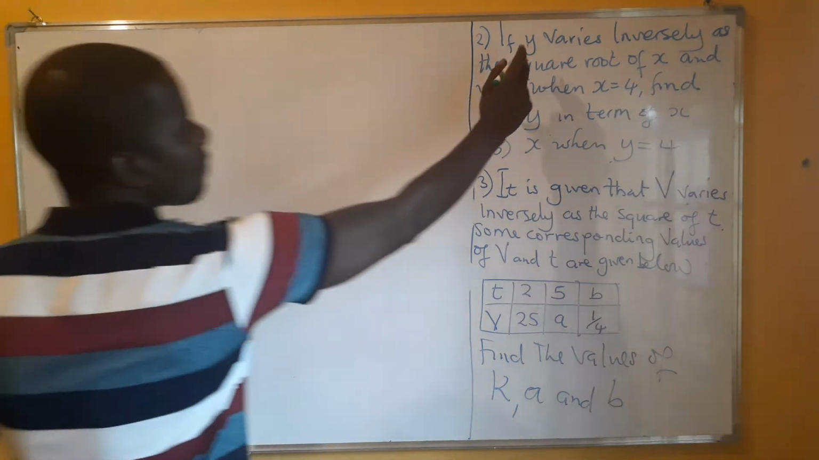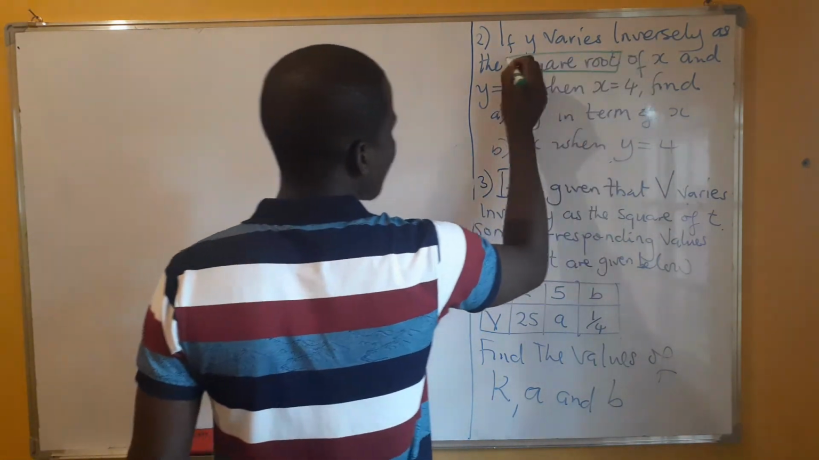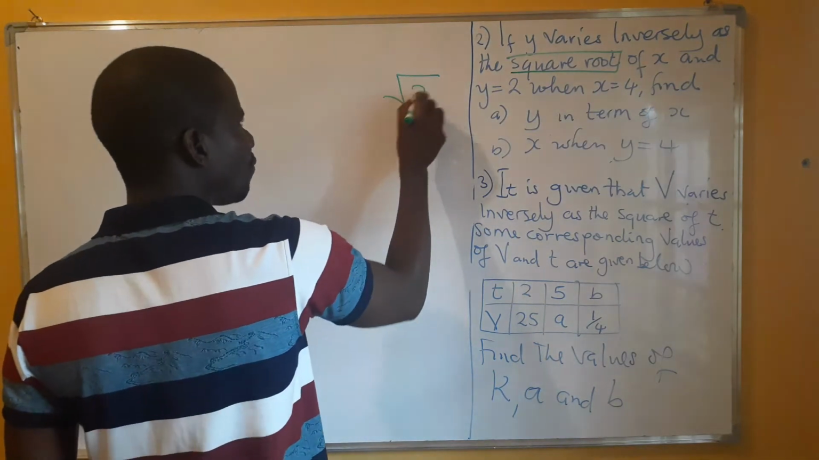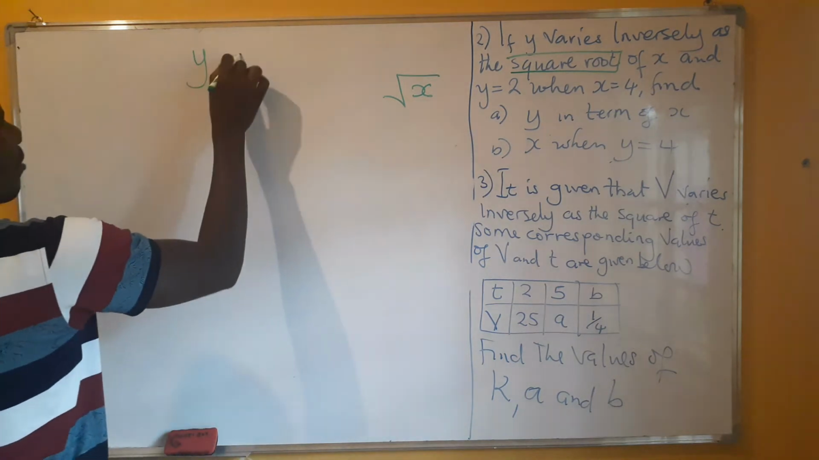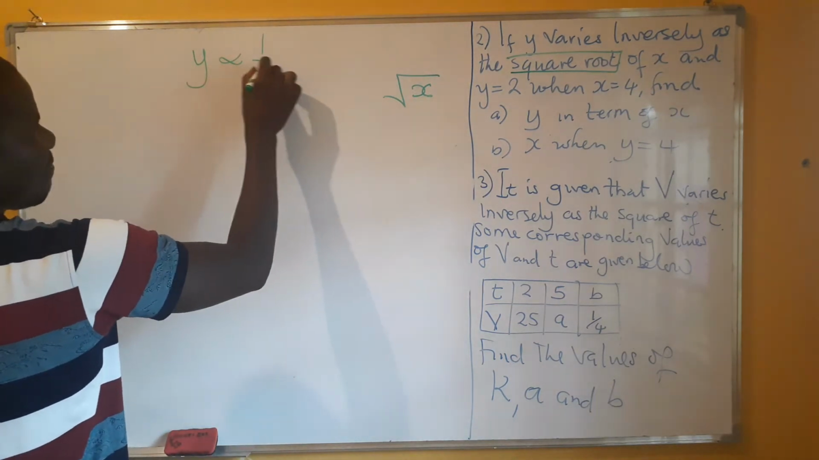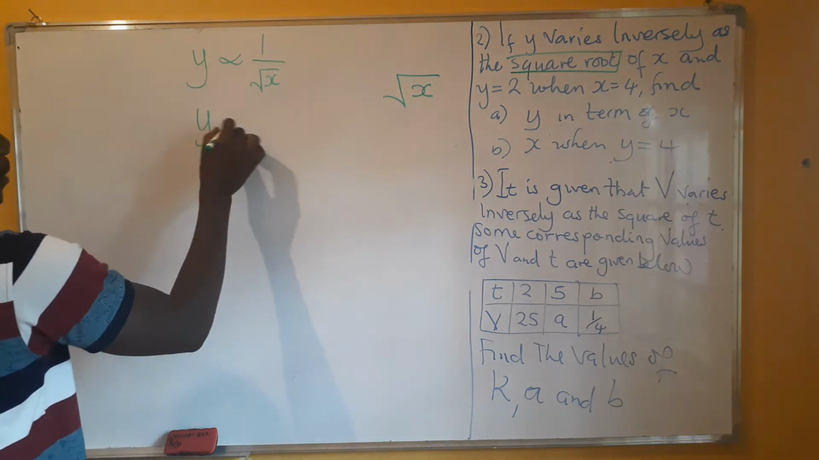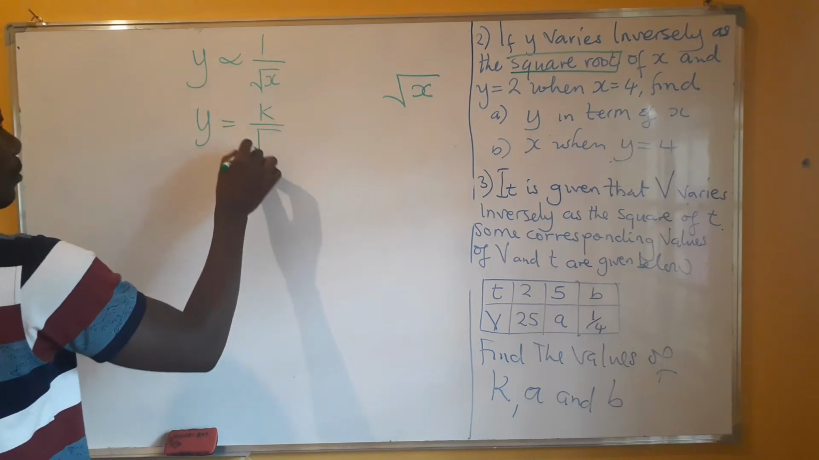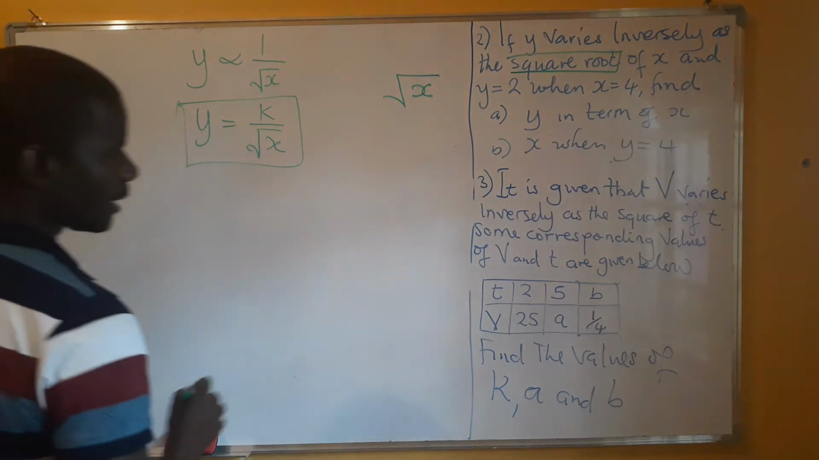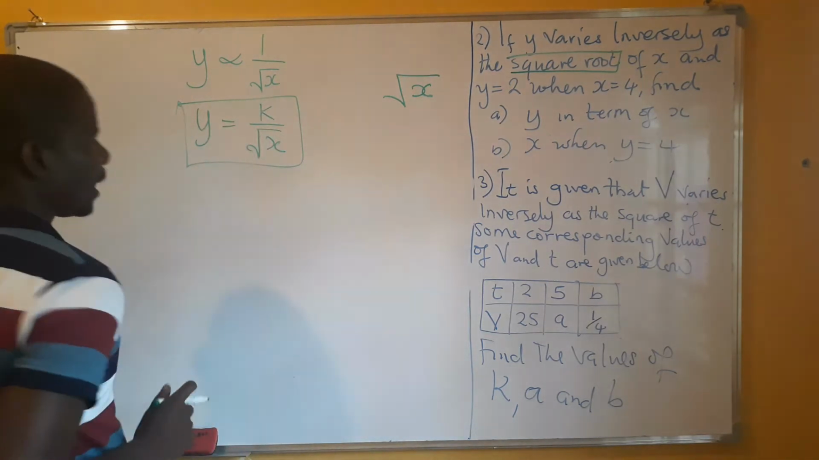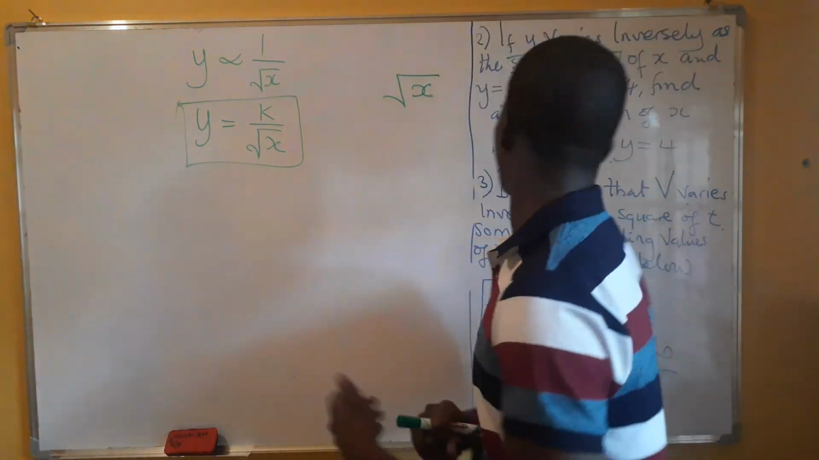So, if y varies inversely as the square root of x, as y varies inversely as the square root, we're going to have the square root of x here. So the equation now is going to be y equals k over the square root of x. We have written the equation now. We need to find the actual value of k, remember. K is a must find.